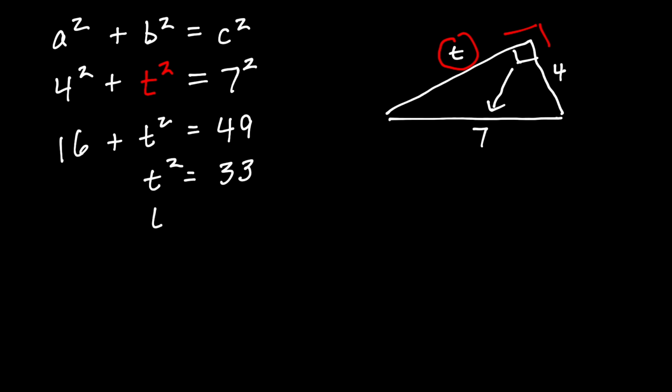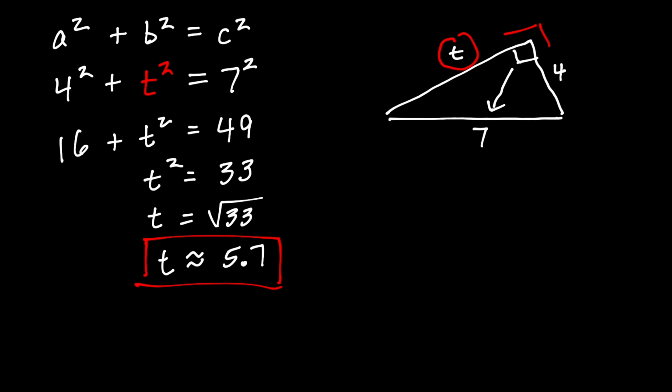So when I take the square root of both sides, I get that t is equal to the square root of 33. Now this is an irrational number, so quite often people will simplify this and just use a calculator to do this, but that would be about 5.7. So my final answer is that this missing leg t, which is up here, is 5.7 approximately, or the square root of 33 exactly.